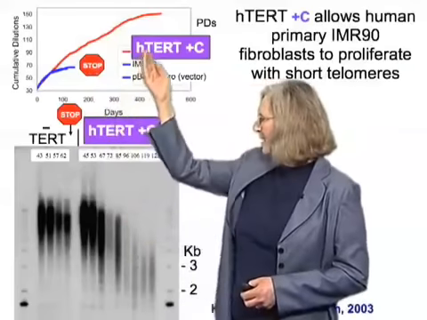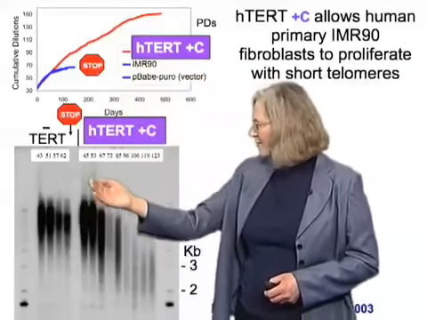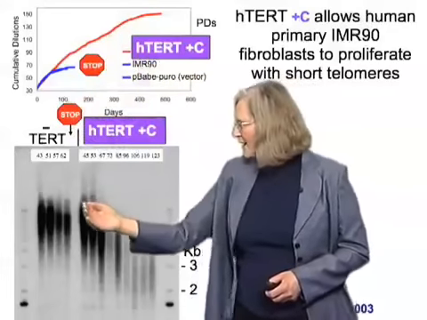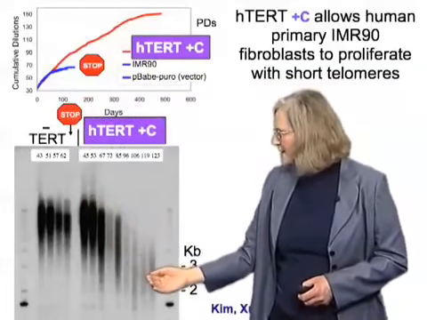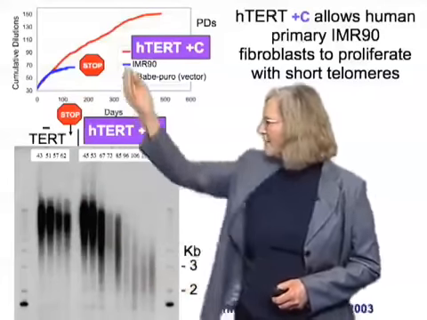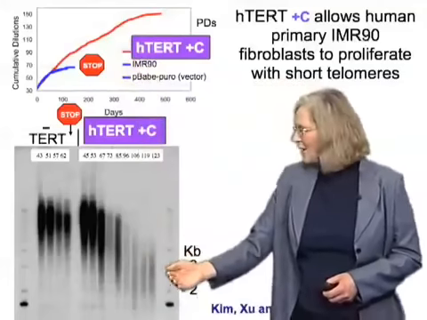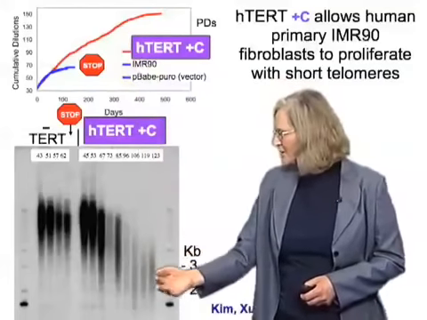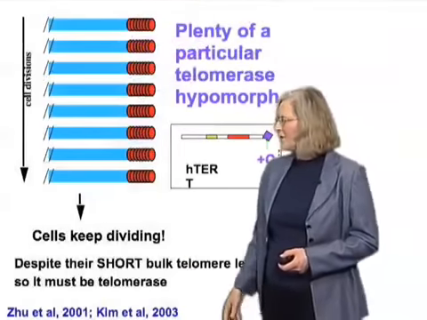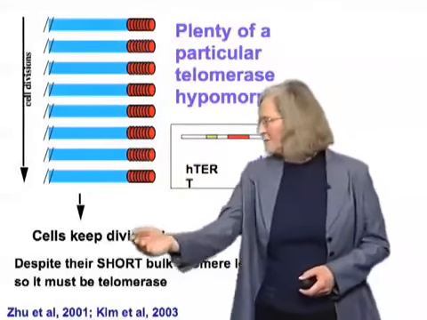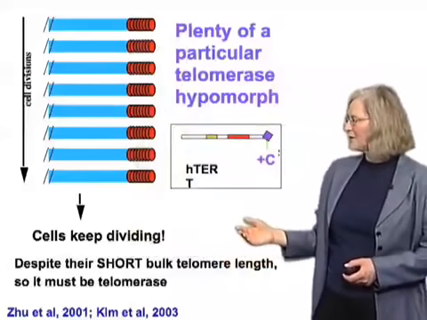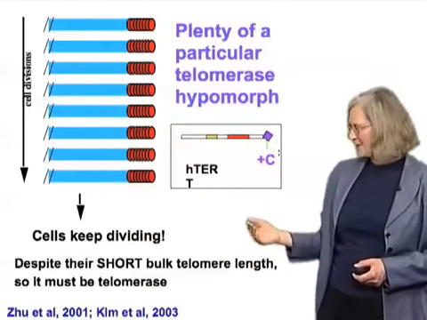Now we added the H-tert. Now actually what happened was that the cells continue to grow a long, long time. The telomeres shorten and then they steady out at some much shorter length. So through here and through here they're actually growing quite well, but they're growing with much shorter telomeres. So in other words, these cells can keep dividing for a long time with very short telomeres, and the difference was they had telomerase being expressed.